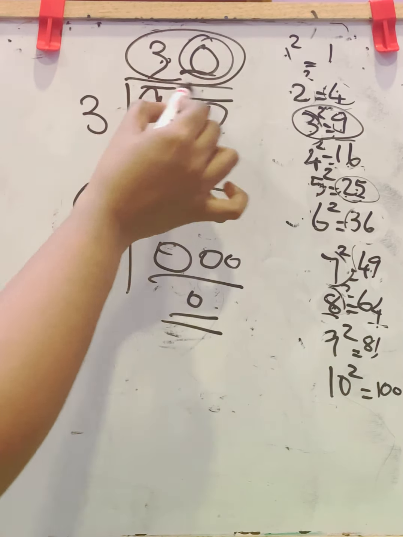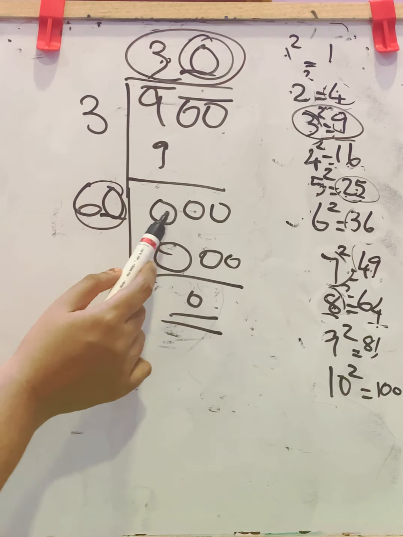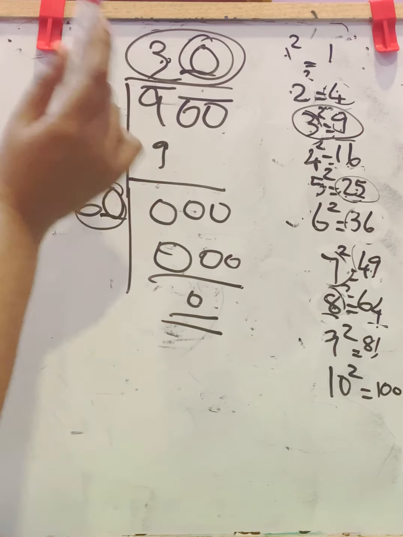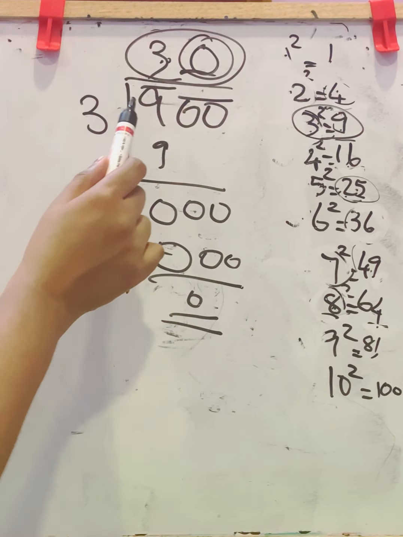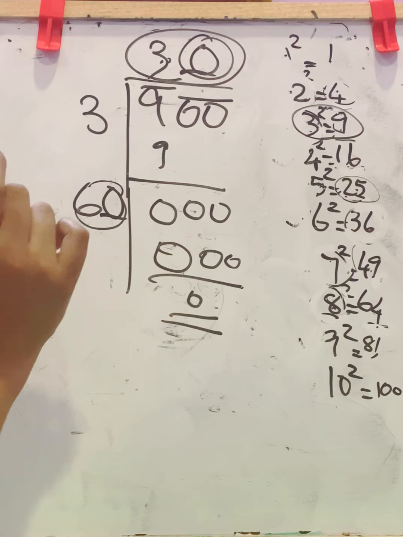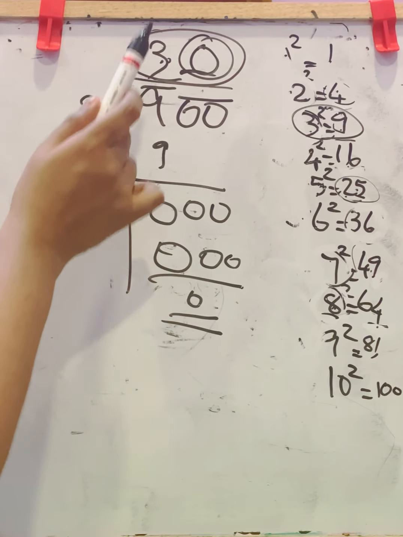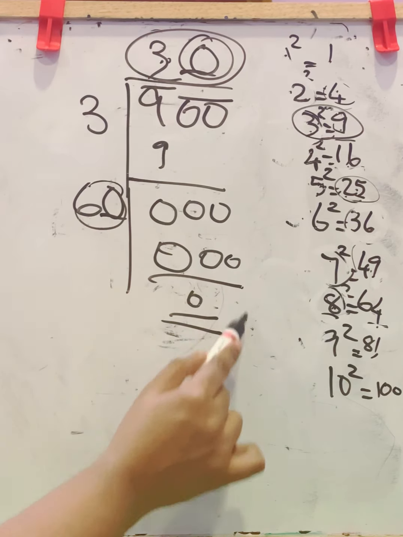So what is the answer? 30. Don't forget to do this step. Otherwise you will write the 3 only. The square root of 900 is not 3. It is 30. To complete that you have to do this step also.